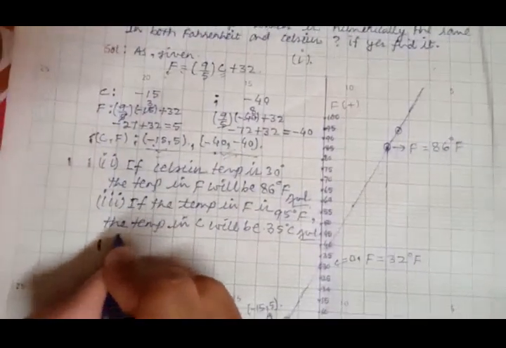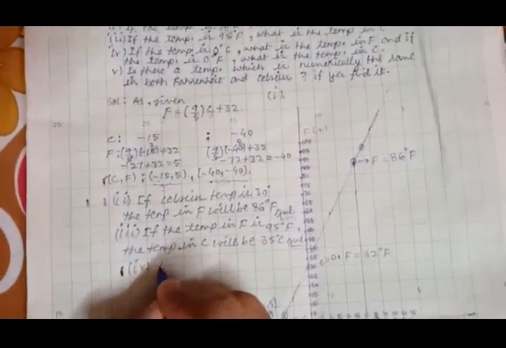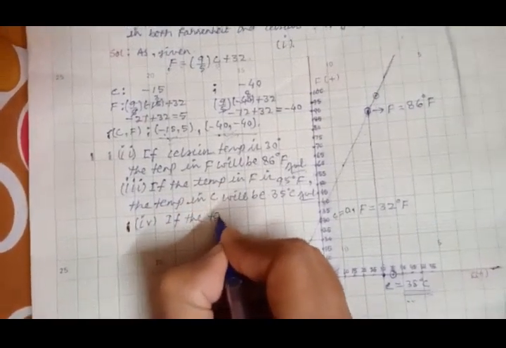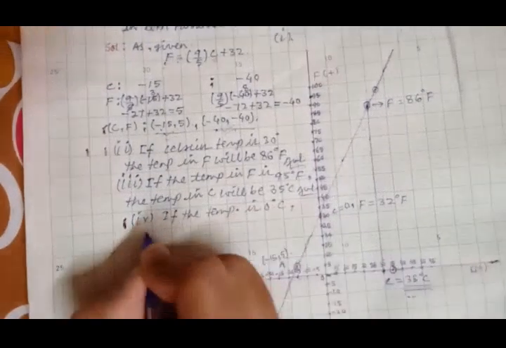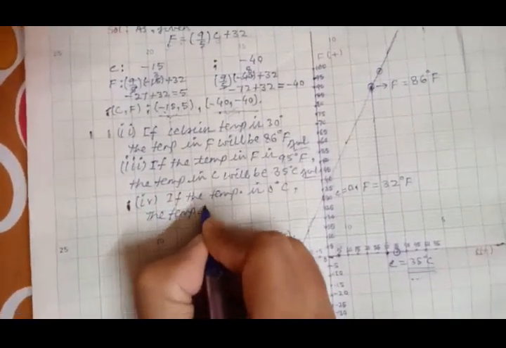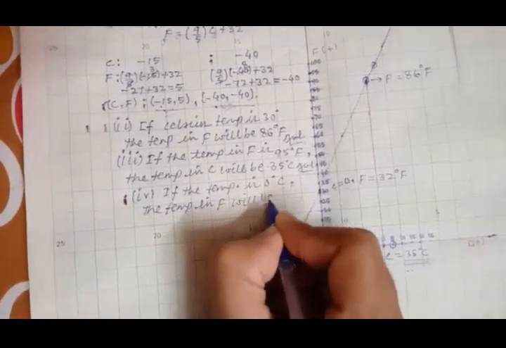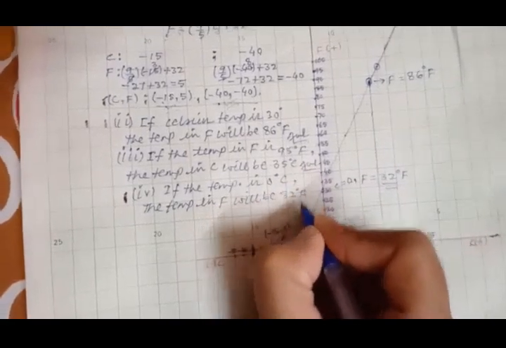So if the temperature is 0 degrees Celsius, then the temperature in Fahrenheit will be 32 degrees Fahrenheit. That's it.